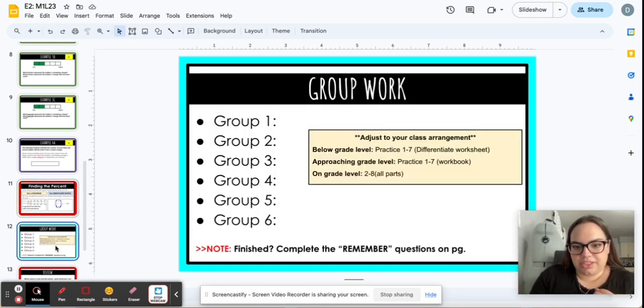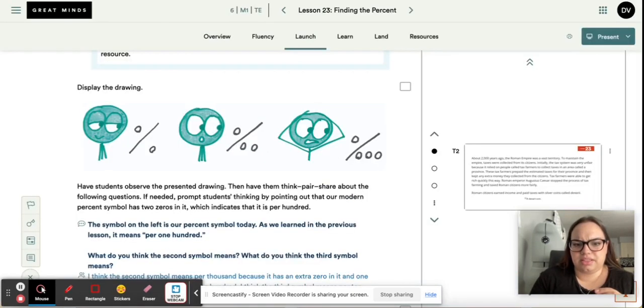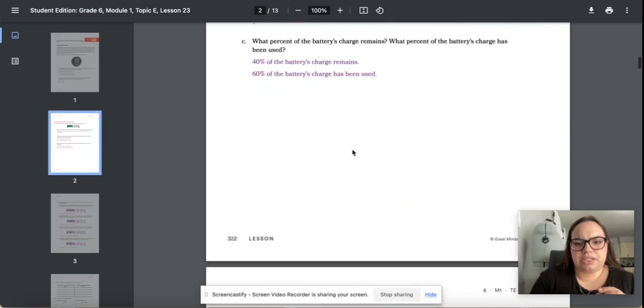The group work part. So the below grade level group will do practice, I don't know if it's called the practice set, 1 through 7 differentiated worksheets. So this is what I was thinking. Let me show you how it looks.